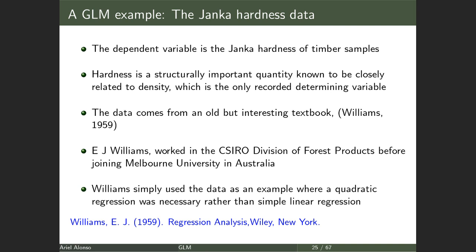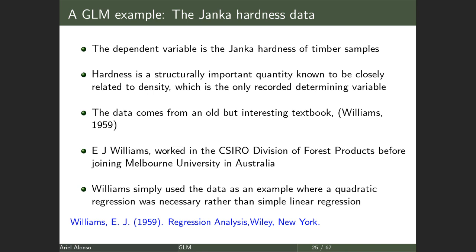The data comes from an old but interesting book by Williams, from 1959. The author, Williams, worked in a division of forest products. That's why he was busy studying this relationship between the hardness and the density of timbers. And he used this data for a very specific purpose. He used this data to give an example of a quadratic regression in the linear regression setting. And you may ask yourself, if it's an example that was used to illustrate quadratic regression, what is the relationship with generalized linear models? But we will see that in a second.